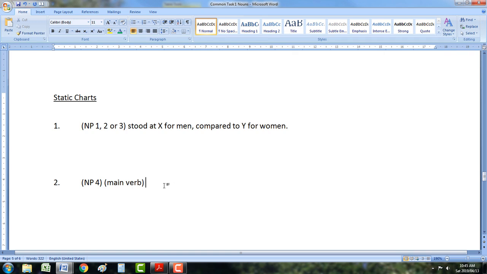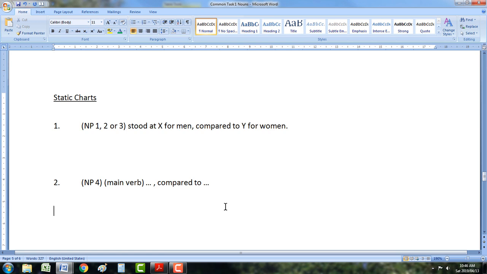But I'm going to just add a little bit more because remember, static charts, we're all about comparison. So maybe there might be some object, another noun, or an adverb or something. Don't worry about that. And then you're going to compare it to the other category. I'll show you how to do that later. We need to practice a little bit. So these are the first two that I want you to remember.